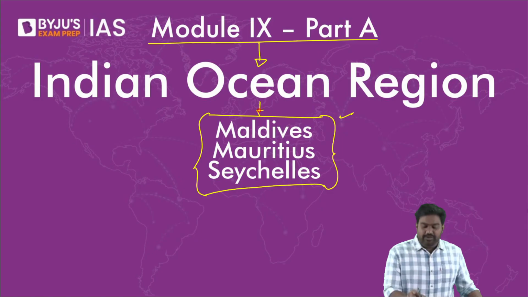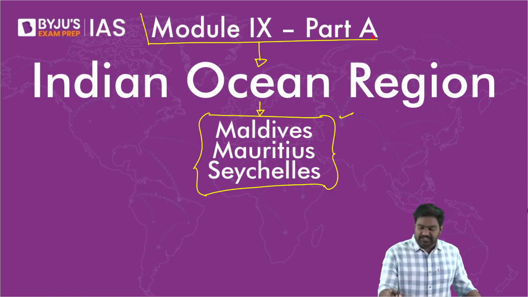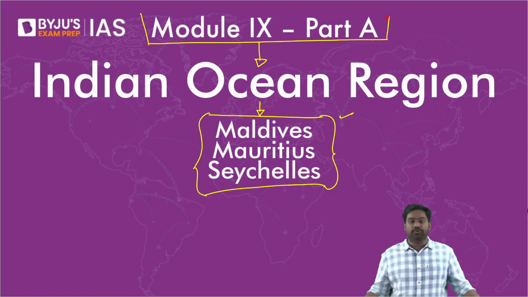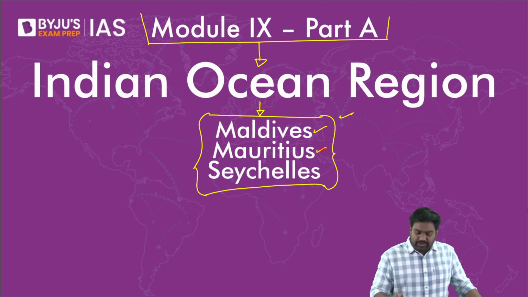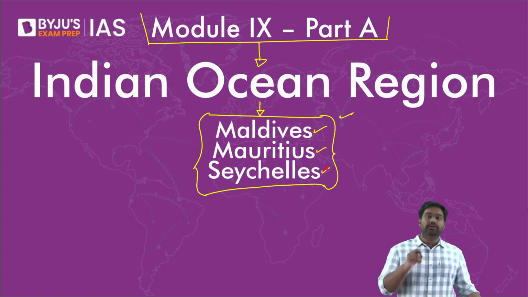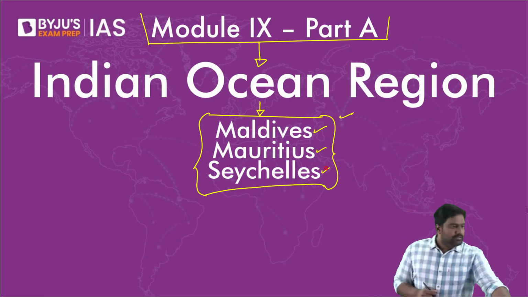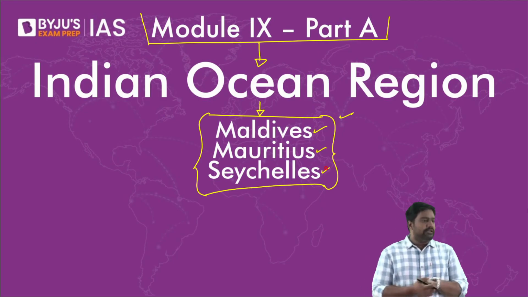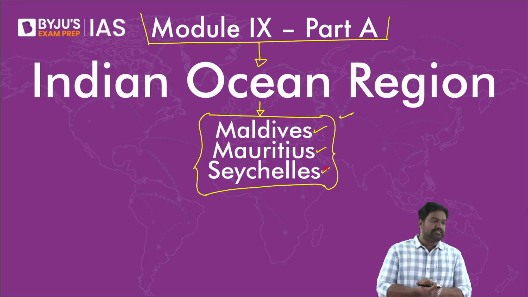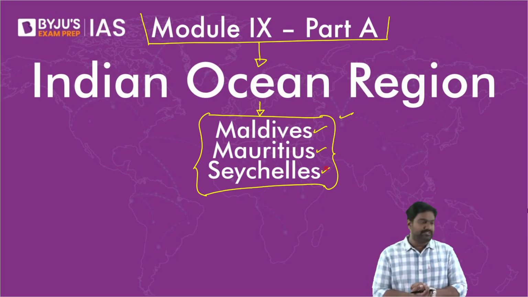With the Indian Ocean region under the next module, which is part A of the next module, we look at Maldives, Mauritius, and Seychelles and important regional groupings and organizations of the Indian Ocean. First question is from Surya. Surya is asking, what can India do to counter or safeguard ourselves from these Chinese spy vessels?